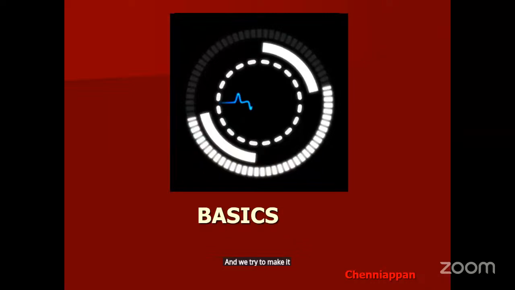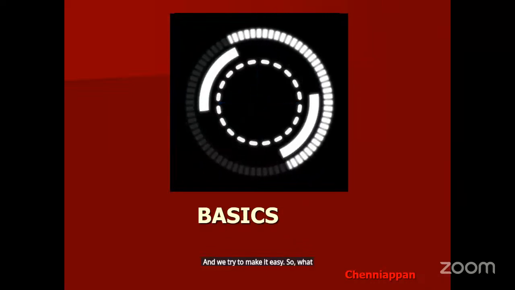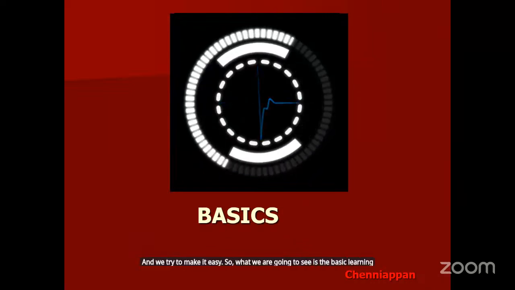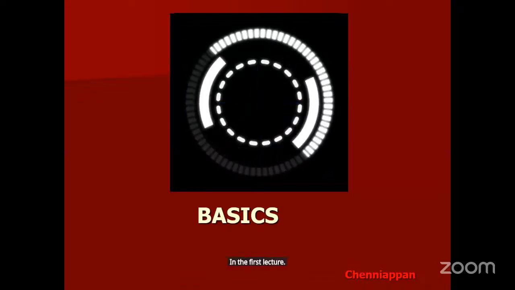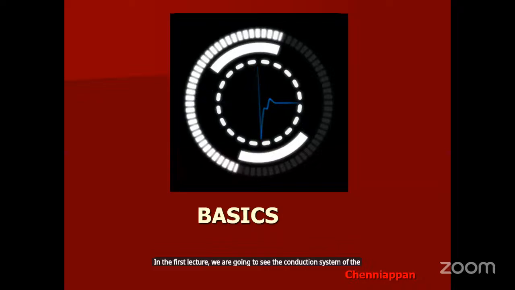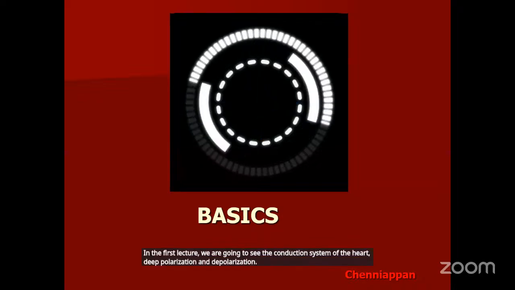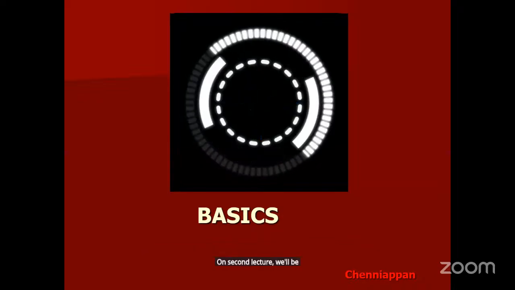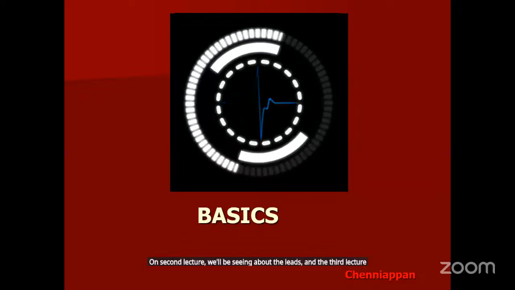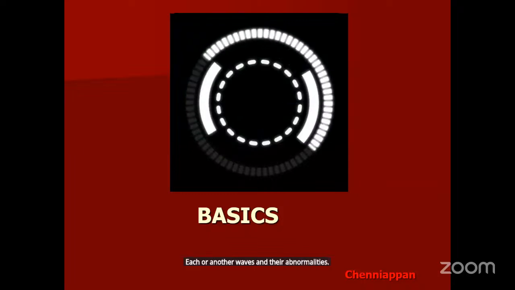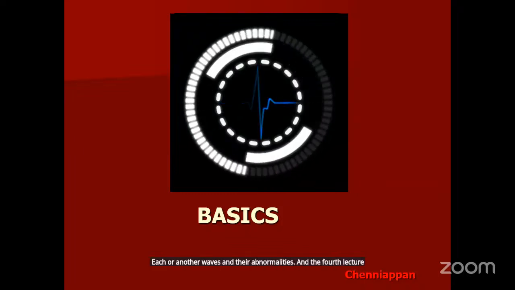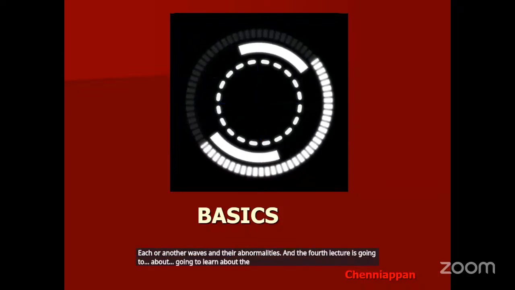and we try to make it easy. So what we are going to see is the basic learning, and basic learning of ECG has 4 lectures. In the first lecture, we are going to see the conduction system of the heart, depolarization and repolarization. In the second lecture, we'll see about the leads. In the third lecture, we'll see how to measure each one of the waves and their abnormalities. And the fourth lecture is about the electrical axis of the heart.